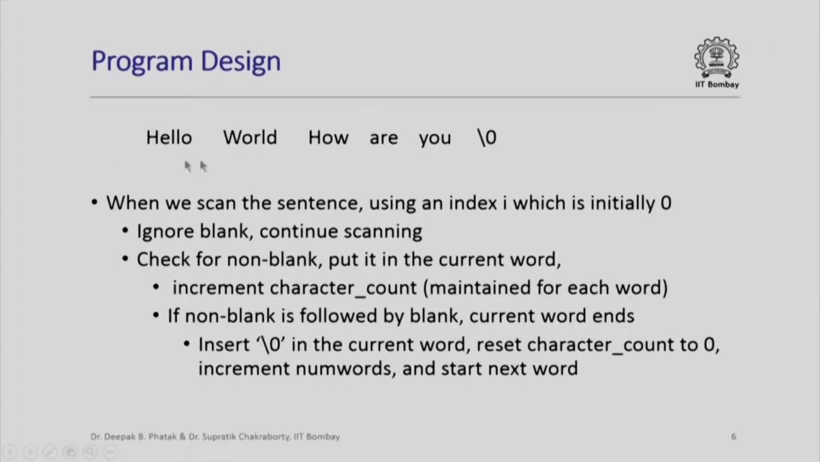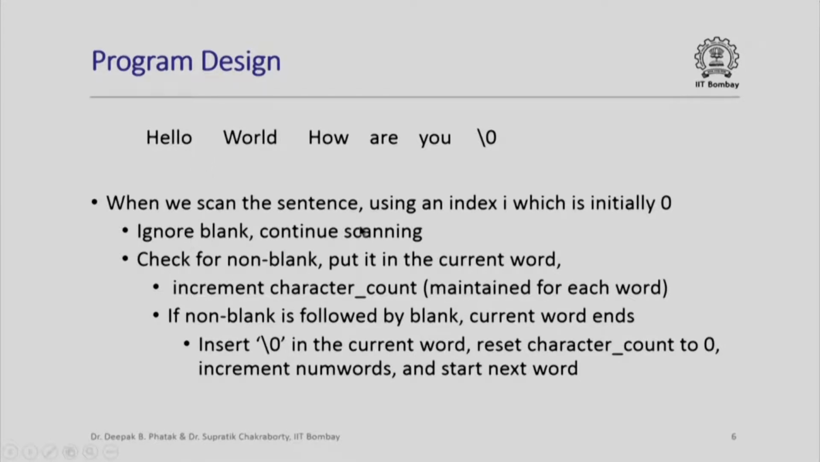I have reproduced the sentence here again. Please note that this sentence has many words and it has several blanks. Now, I am going to scan this sentence character by character like this. In the process, whenever I encounter a word of consecutive non-blank characters, I must put it in one row of the words array. If there are blanks, I need to ignore them.